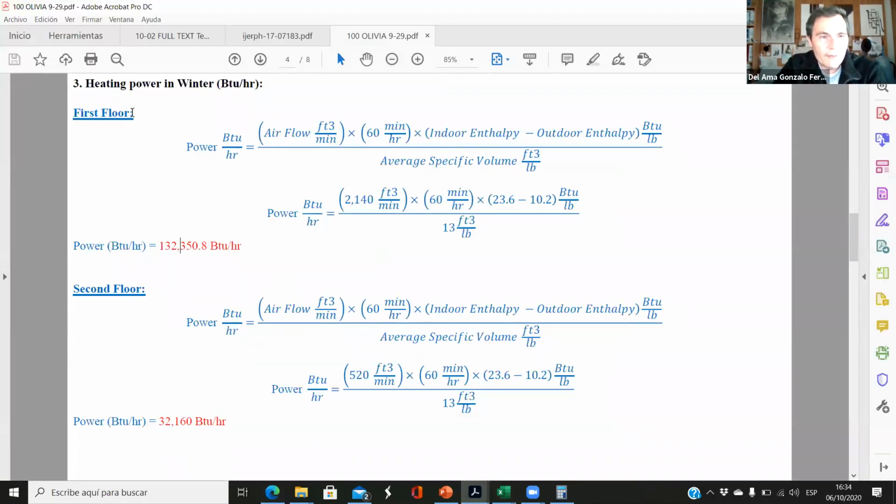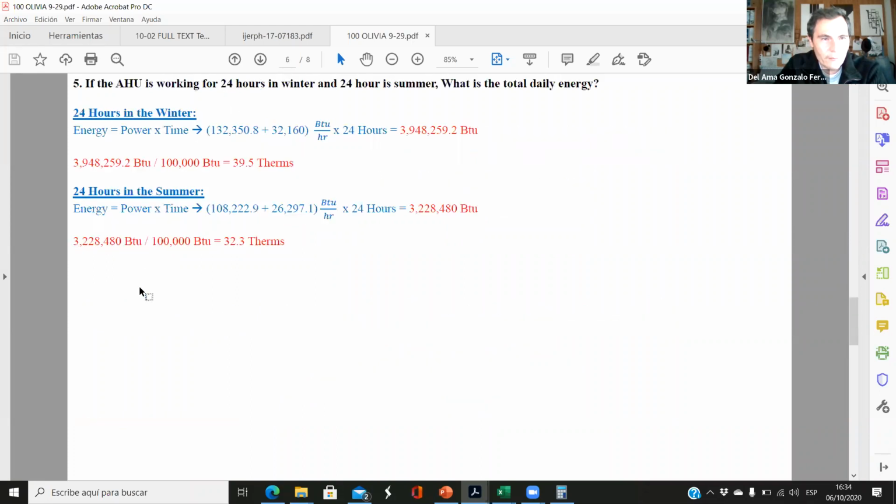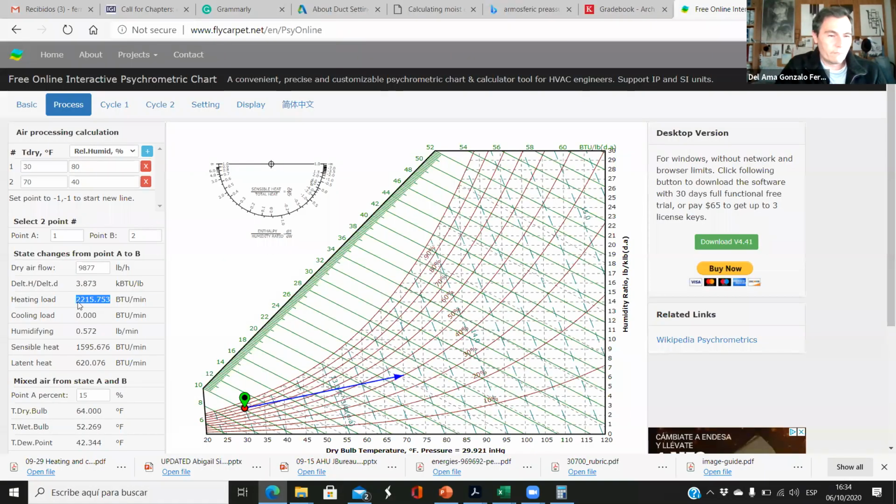Okay, so you have done this for heating power in winter. You have done for the first floor, for the second floor, and we have done this, the cooling power in summer for the first floor and the second floor. And then you have calculated the energy. Okay, you have done this with the formula, and I have done the same thing, and I have gotten the same result by using this process.